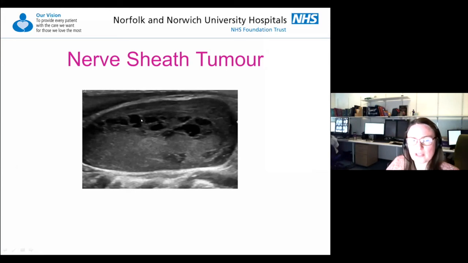I did wonder at the time whether it was a nerve sheath tumour. It's always worth being a little bit careful when you go on to biopsy these, because nerve sheath tumours can be quite painful when you stick a needle in. But she did tolerate it very well, and it did turn out to be a nerve sheath tumour. So it was nothing to do with her breast cancer.